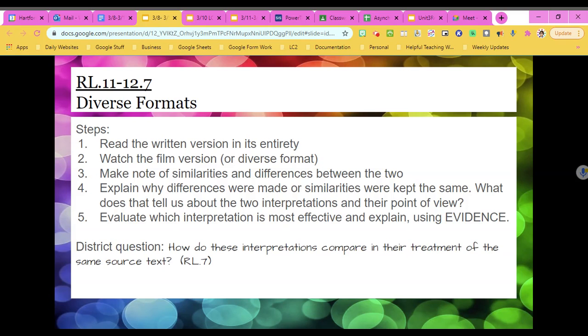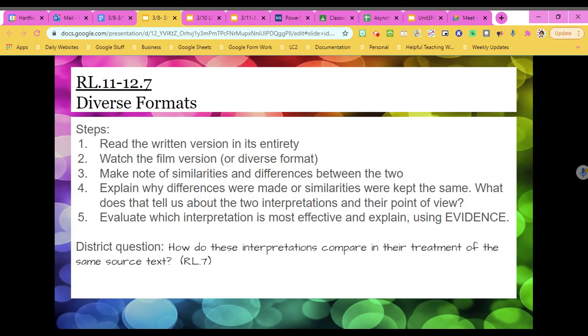What does that tell us about the two different interpretations and their point of view? Why do you think they changed something? What was the overall message? And then finally, you need to evaluate which interpretation is most effective and explain using evidence. You have to use evidence when we're evaluating something and making a judgment as to which is most effective and why. We have to include evidence.